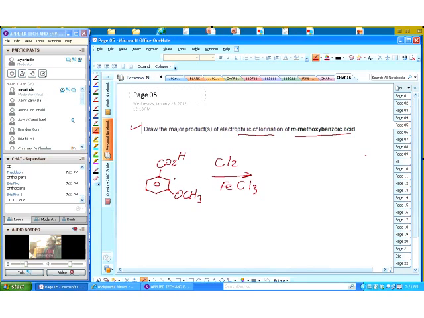So, do you expect the chlorine to go here? Yes or no? If no, why? Why not here? That is an ortho position. Because of steric hindrance. Excellent. Okay, good. So we do not expect the chlorine to go here. So therefore it will either go here or here. So we are going to get two products.